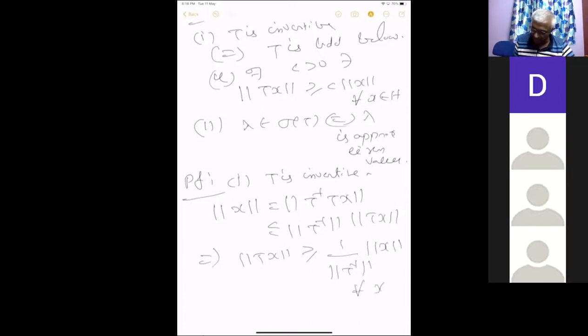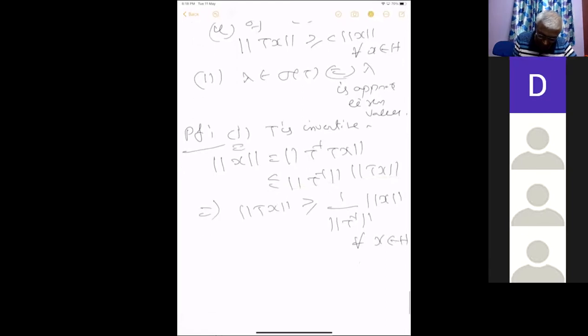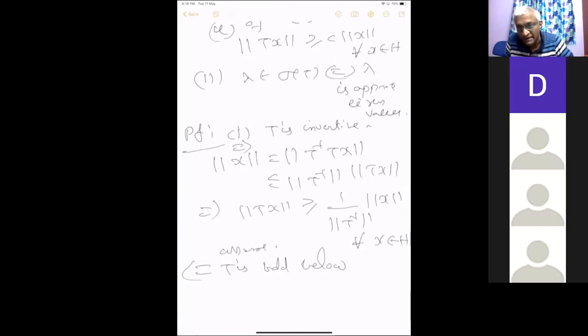Okay, so 1 implies T is invertible, then it's bounded. This way, now this way, assume T is bounded below. Then we want to prove that it is invertible. We want to use the fact that T is normal.